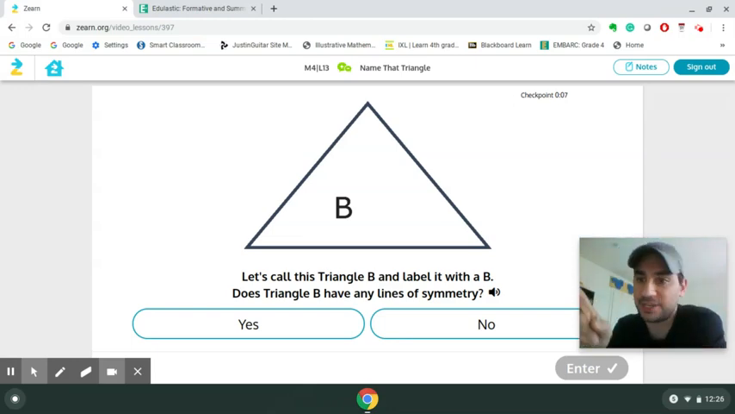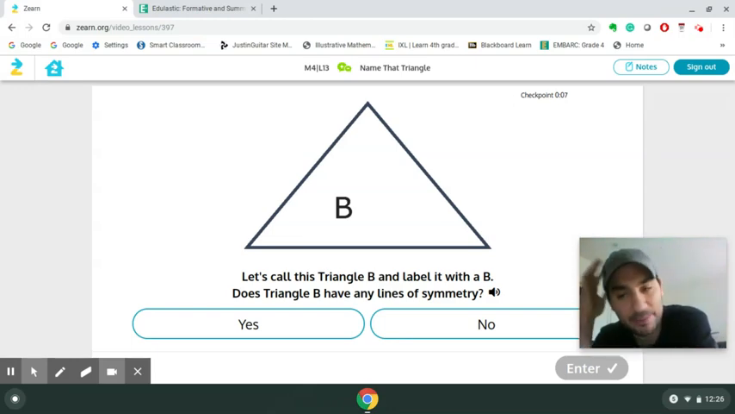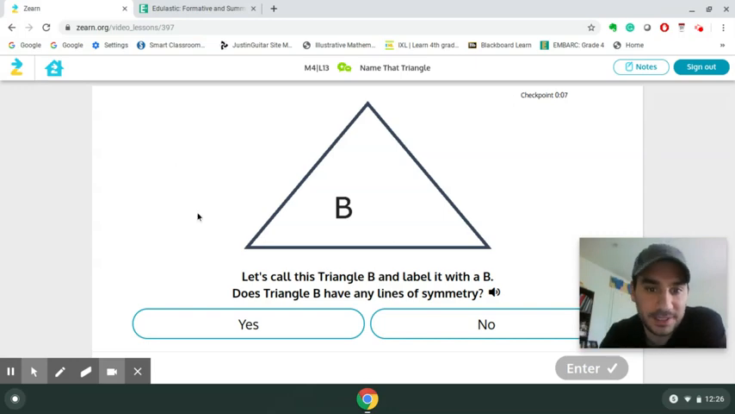You can use your finger. You can try and recreate this on a piece of paper. But I want you to go to Google Classroom and answer that in a private message now. Okay, you're back. There is at least one line of symmetry, so let's click yes here.